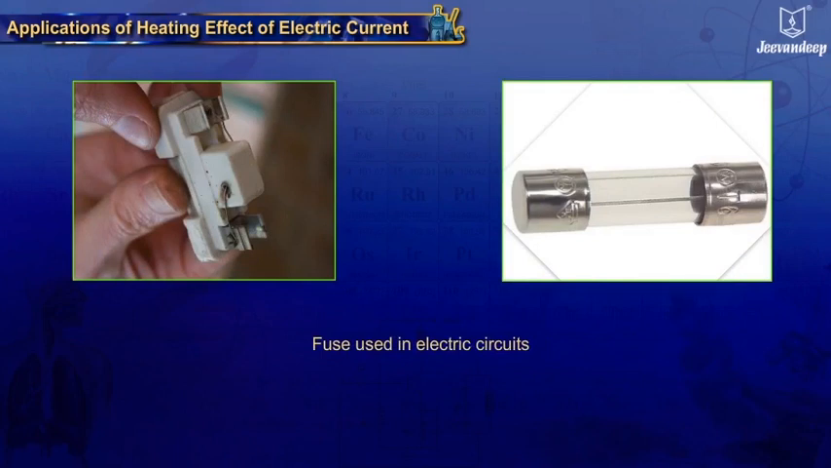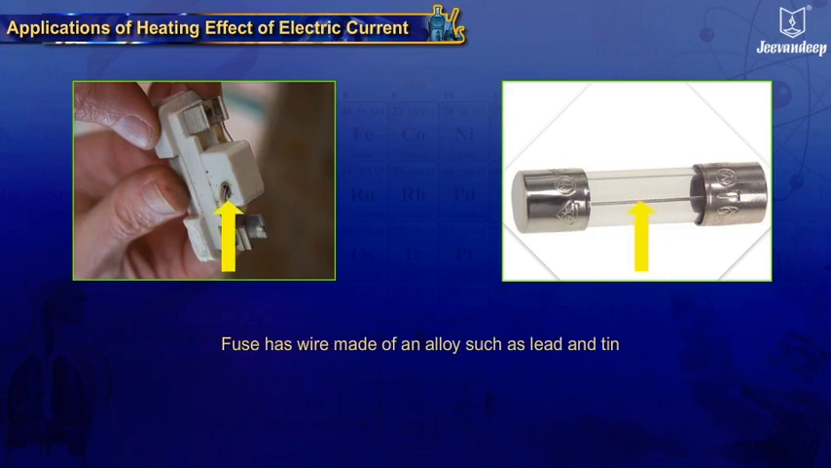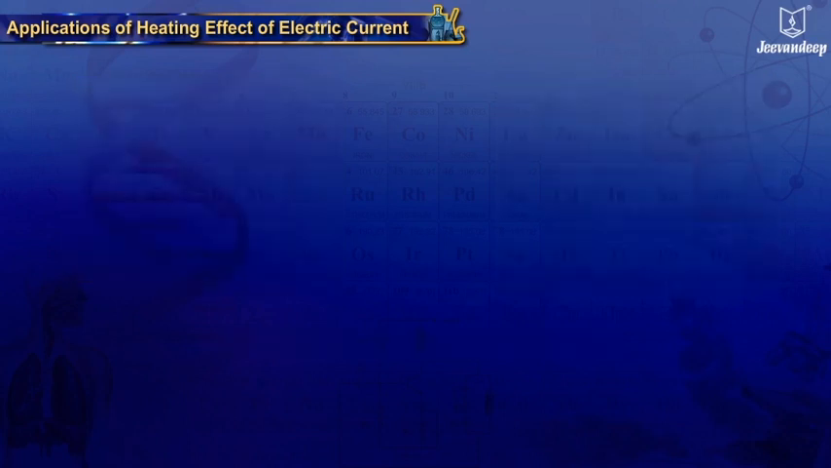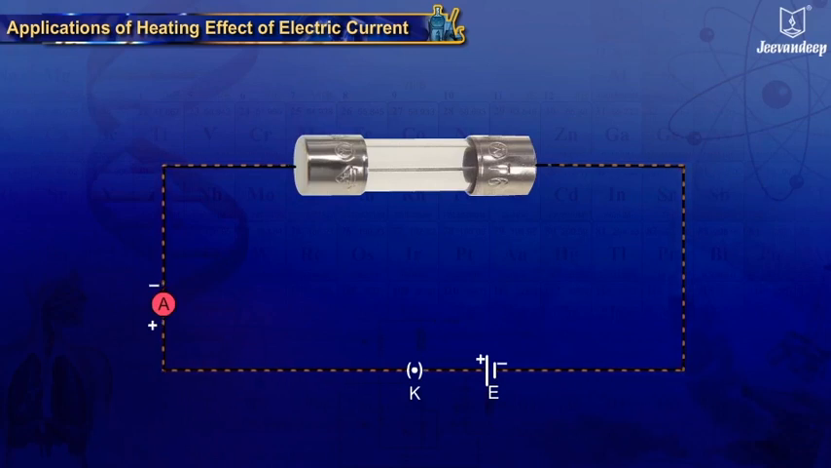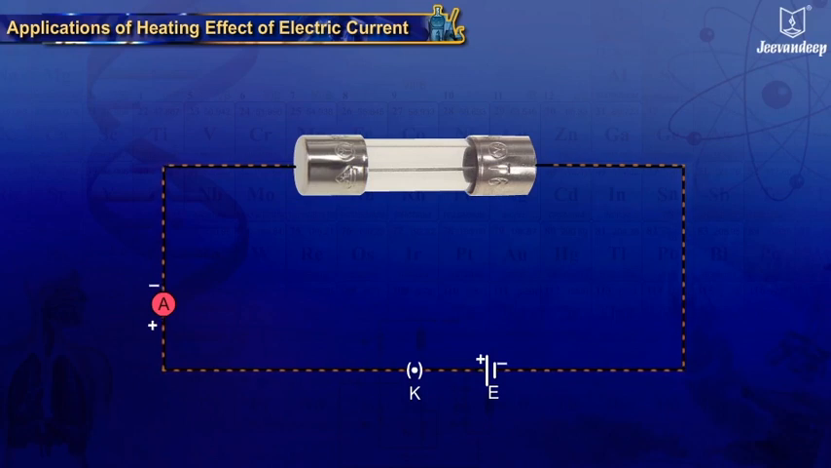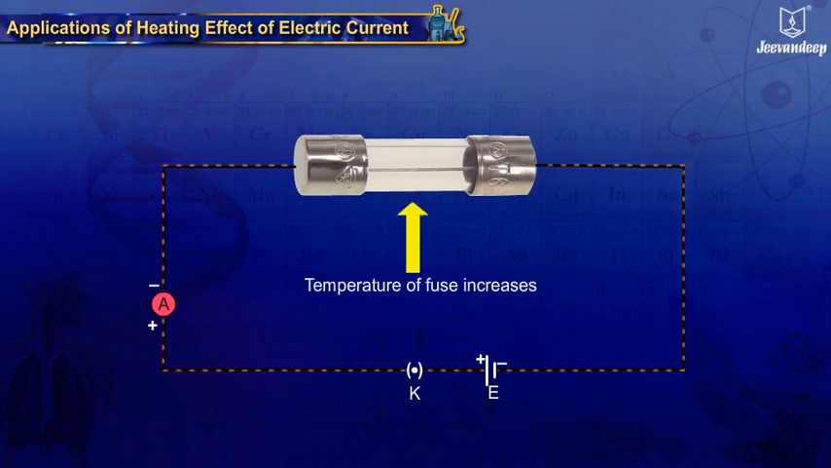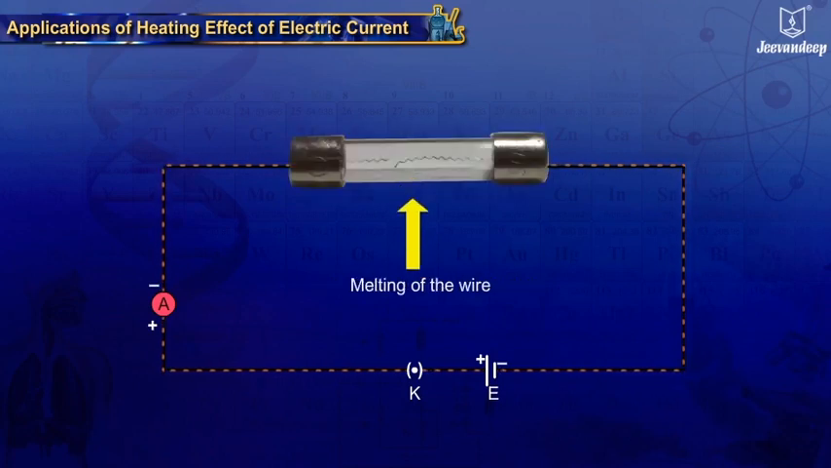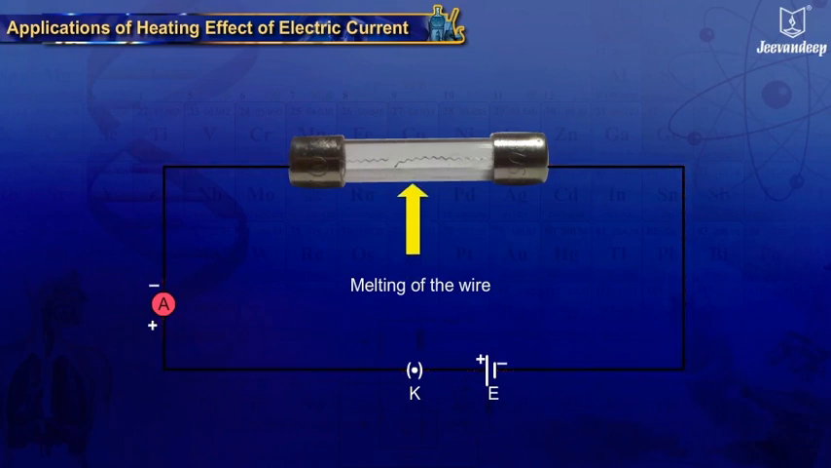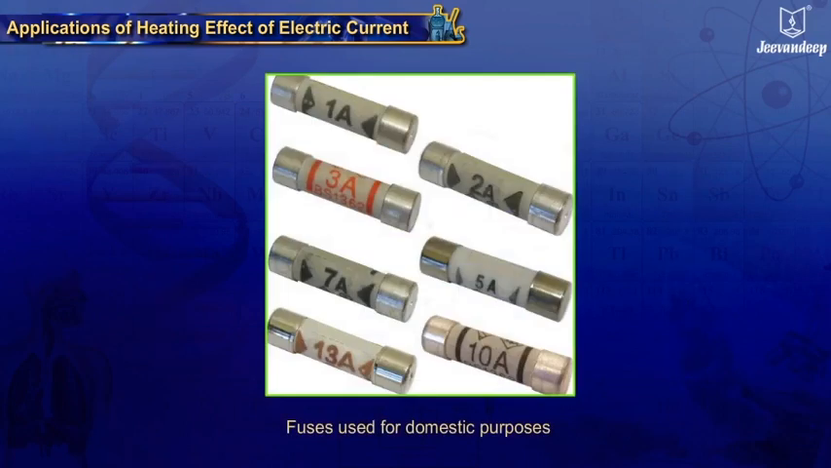The fuse used in electric circuits consists of a piece of wire made of an alloy with low melting point, for example, lead and tin. If a current larger than the specified limit flows through the circuit, the temperature of the fuse wire increases, causing melting of the wire, and thus the circuit breaks. The fuses used for domestic purposes are rated as 1 ampere, 2 ampere, 3 ampere, 5 ampere, 10 ampere, etc.